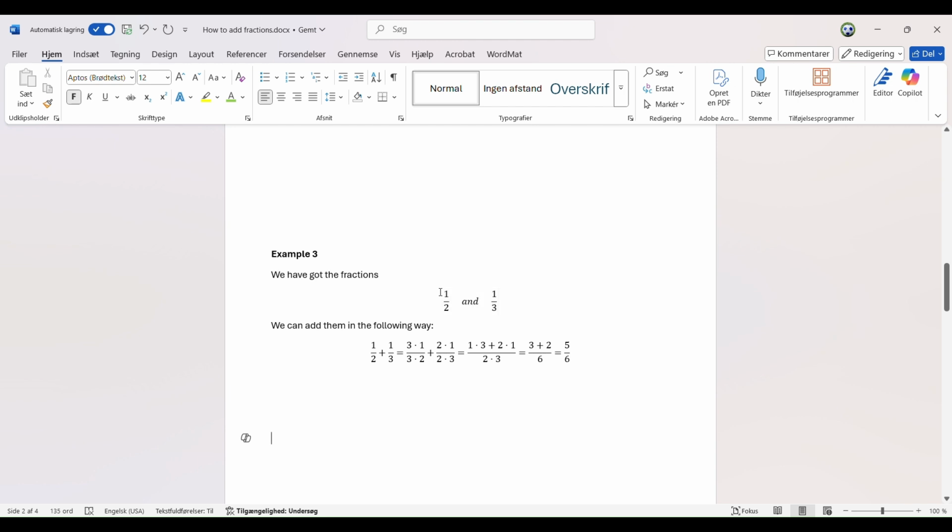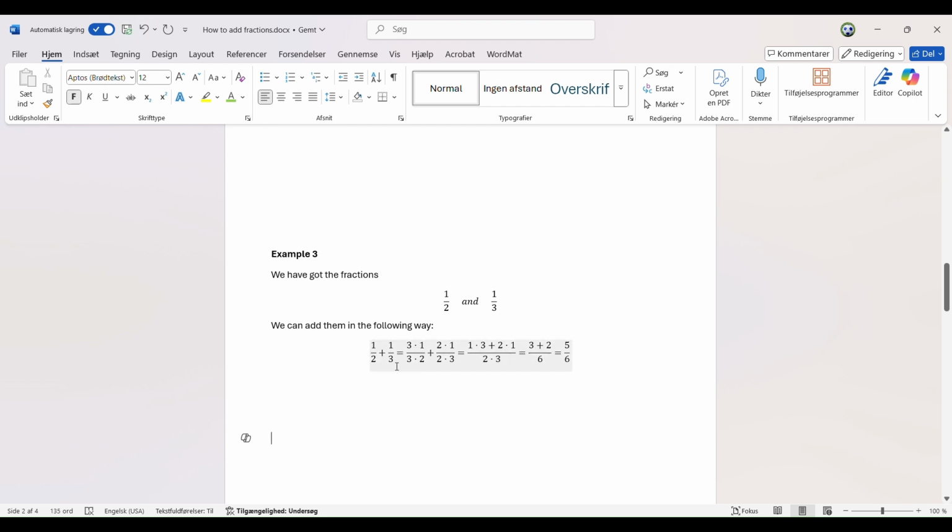Now it gets a little bit more difficult and we have to use our formula. So we've got 1 divided by 2 and 1 divided by 3. We want to add these fractions together. This time we've got no common denominator, so we have to do it like the formula said. So 1 divided by 2 plus 1 divided by 3. Now we take this denominator and expand this fraction by it. And then we do the same the other way around. So we take this fraction and expand it by this denominator. This would look like this.